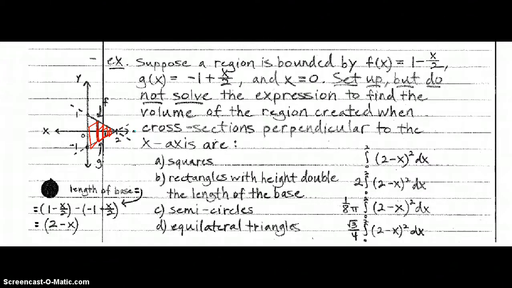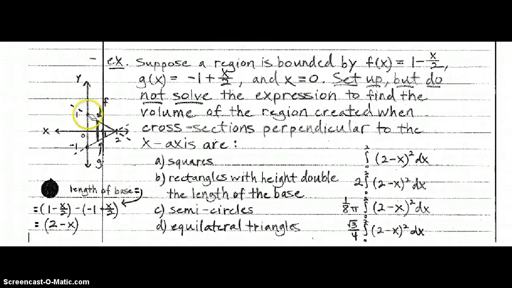So if I was doing Part A, all I would have to do is the integral from 0 to 2, because those are the x values of my region, of the area formula for squares dx. So the formula for the area of a square is base times height, where the base and the height are the same. So where does the base come from? Top function minus bottom function. So you can see down here the length of the base.